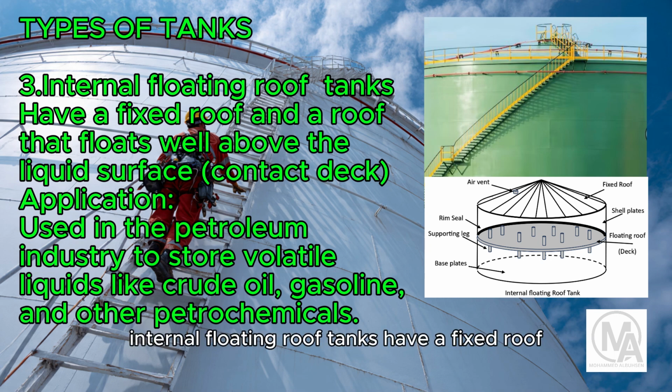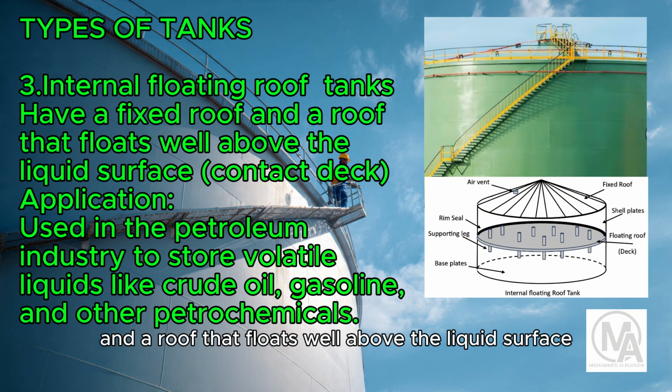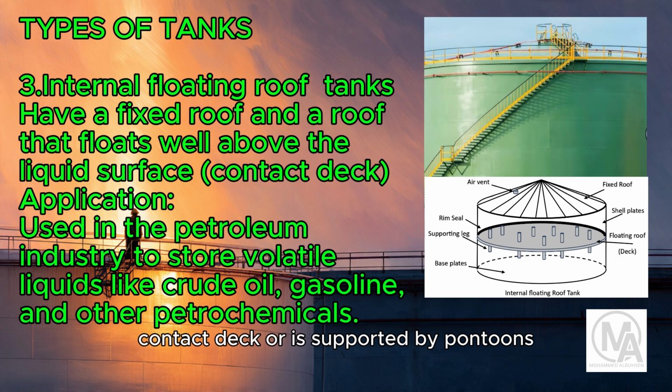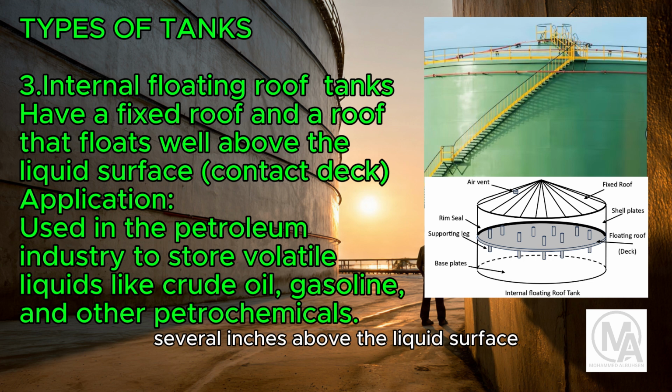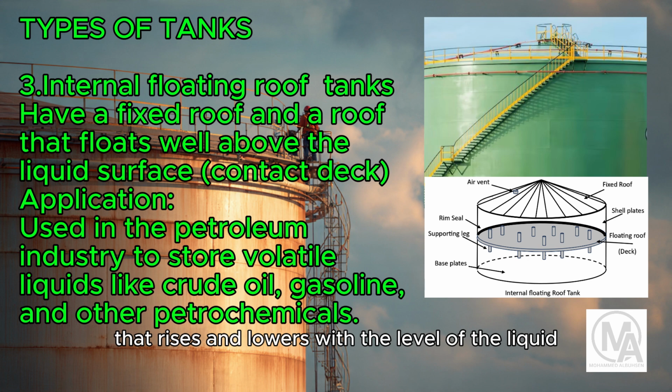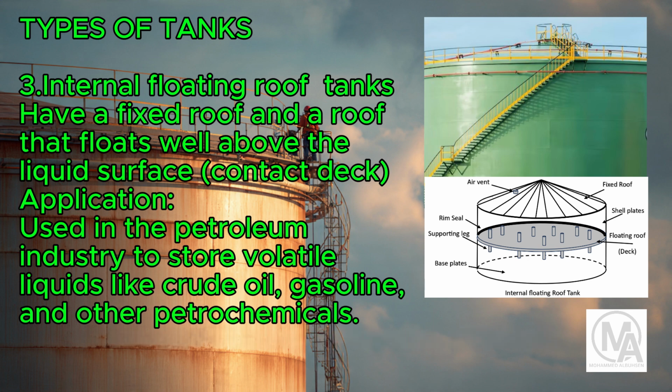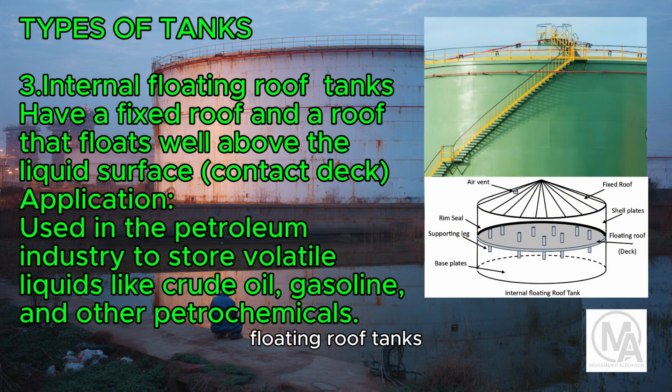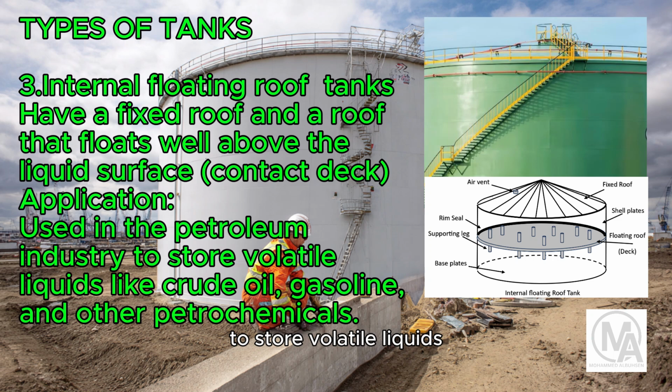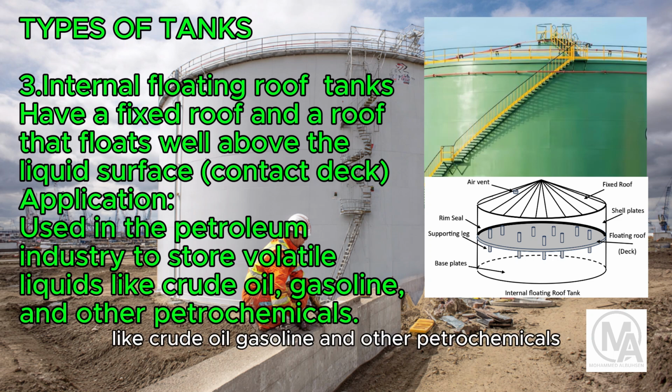Internal floating roof tanks have a fixed roof and a roof that floats directly on the liquid surface (contact deck), or is supported by pontoons several inches above the liquid surface (non-contact deck). An internal floating roof rises and lowers with the level of the liquid. Floating roof tanks are primarily used in the petroleum industry to store volatile liquids like crude oil, gasoline, and other petrochemicals.